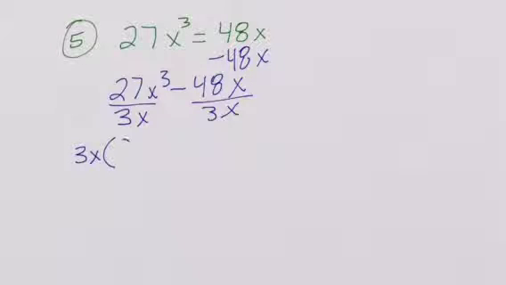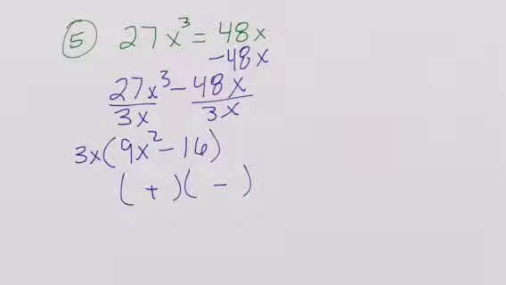3 goes into 27 9 times. Where do I have more x's? On the top. How many more do I have? 2. 3 goes into 48 16 times. Now, I need to look inside the parentheses and see if I can factor what's inside the parentheses. Is 9 a perfect square? Yes, it is. Is x squared a perfect square? Yes, it is. There's my first set of parentheses. Is 16 a perfect square? Yes, it is. Is this a subtraction? Plus, minus. So the square root of 9x squared is 3x, and the square root of 16 is 4.